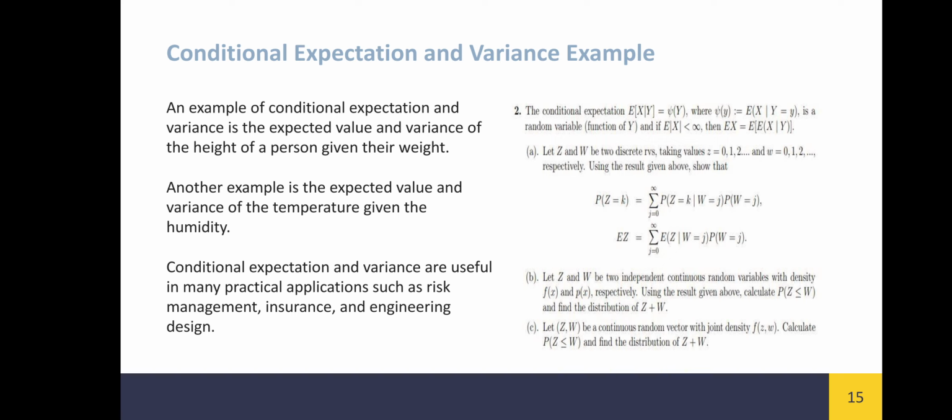Conditional expectation and variance example. An example of conditional expectation and variance is the expected value and the variance of the height of the people given their weight. Another example is the expected value and the variance of temperature given the humidity. Conditional expectation and variance are useful in many practical applications such as risk management, insurance, and engineering design.